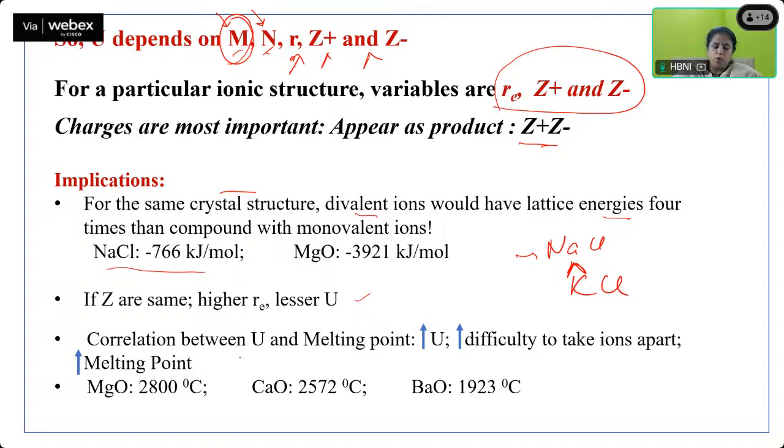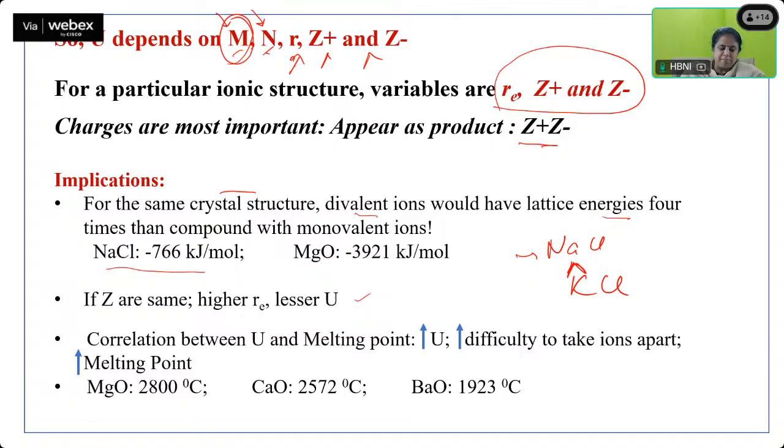So, what is the correlation between lattice energy and melting point? Higher lattice energy means it is more difficult to break it, right? More difficult to break it means it is difficult to bring any disturbance. That means it will be difficult to melt it also. So higher lattice energy means higher melting point.